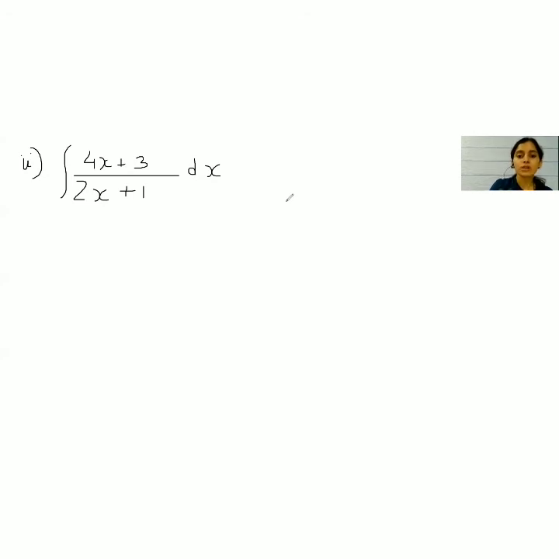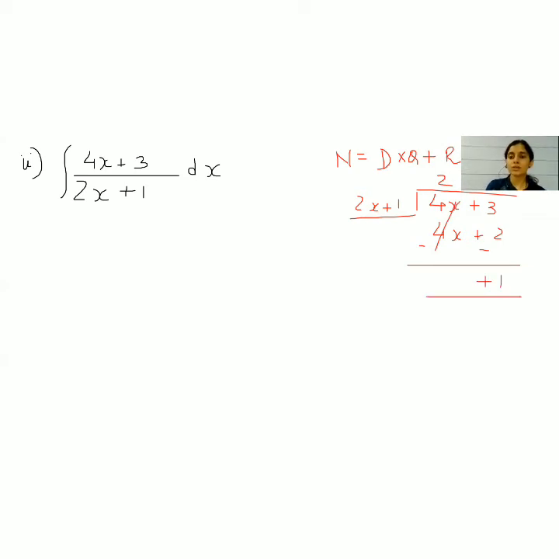So what I'll do is I'll do division over here and use that formula, that is numerator is equal to divisor, or you can say denominator, into quotient plus remainder. So let us do the division. 2x plus 1 is outside and 4x plus 3 is inside. So we multiply by 2, we get 4x plus 2. Let's subtract. So we get plus 1. So we have 1 as a remainder, 2 as our answer.